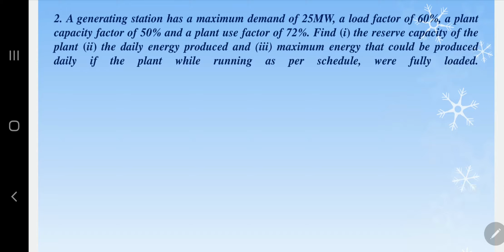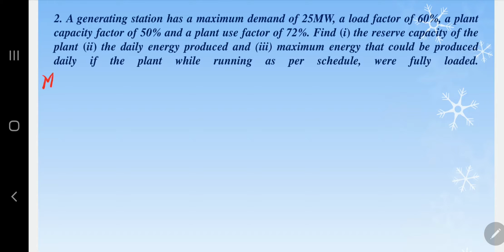A generating station has a maximum demand of 25 megawatt, a load factor of 60%, a plant capacity factor of 50%, and a plant use factor of 72%. Find out the reserve capacity, then the daily energy being produced, and the maximum energy that could have been produced if the plant was running as per the schedule, fully loaded. First of all, let's note down the values given in the question.